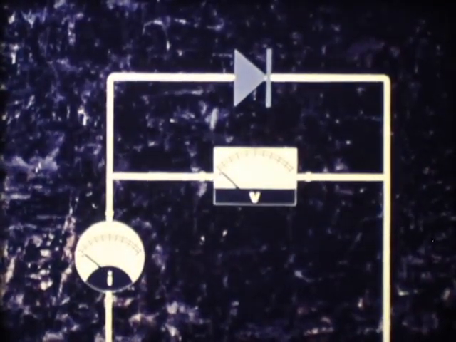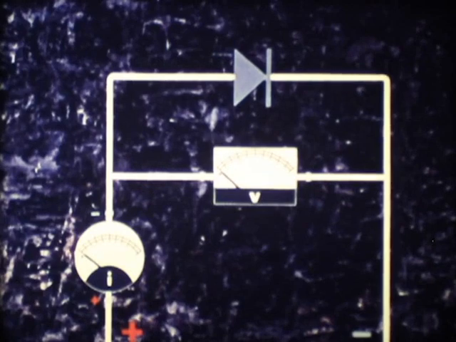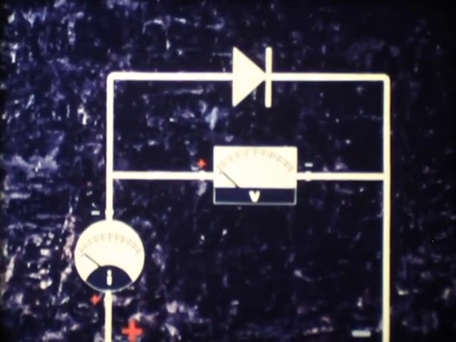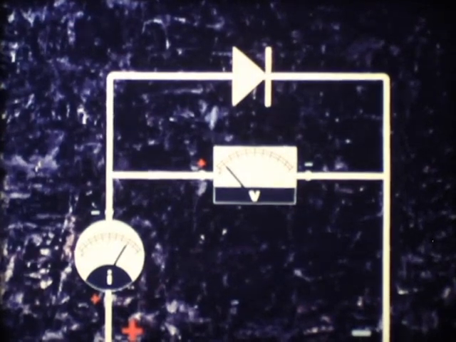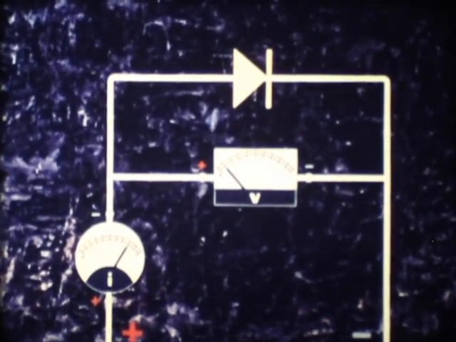By constructing a circuit such as the one shown, the forward characteristic of the diode can be measured. A small change in voltage is seen to cause a large change in current.